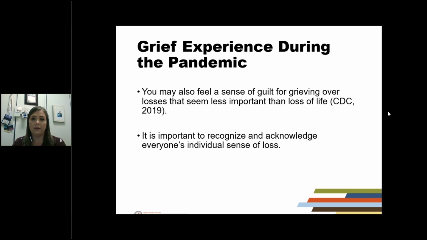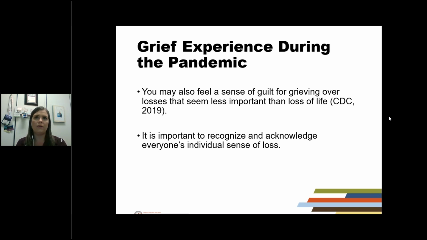You may also feel, according to the CDC, a sense of guilt for grieving over losses that seem less important than the loss of life. This is something we have to deal with constantly, because we can hear people say, I shouldn't complain because I cannot go to school when there are people dying in hospitals, or because there are doctors who are giving all of their time and energy to saving others. And that seems like the correct thing to do.